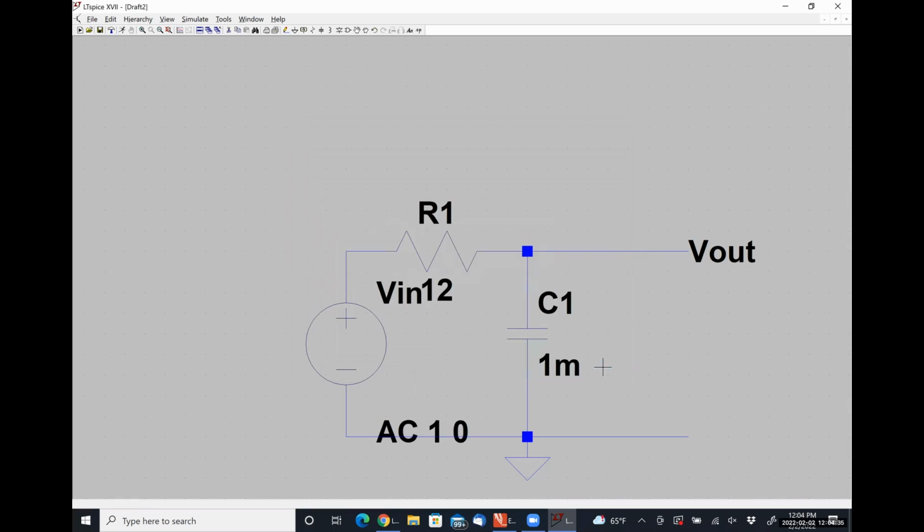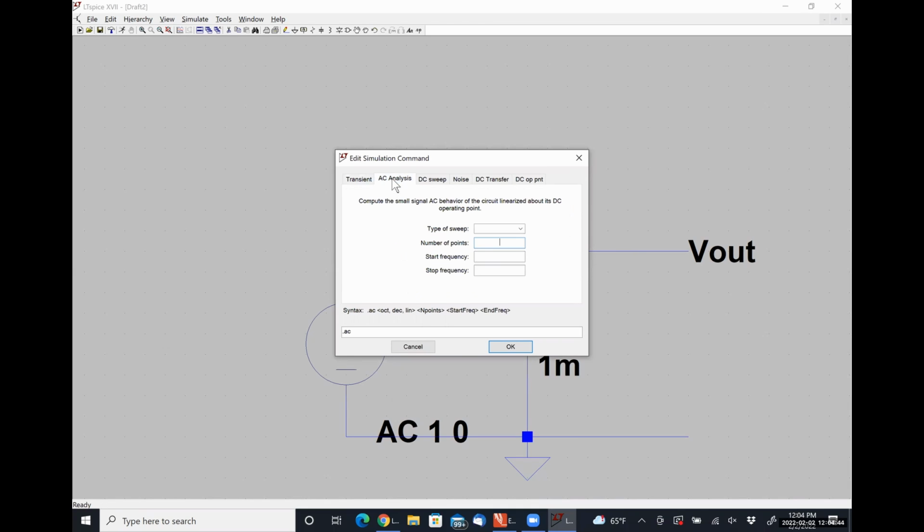And I'm going to edit my simulation command, and go here to AC analysis, where I get to tell it the type of sweep. It can be octave, decade, or linear. I'm just going to do decade. The number of points per decade, let's say 1,000. Let's make my start frequency 1 millihertz and my stop frequency 1 megahertz. I'll probably wind up changing these once I see what things look like.